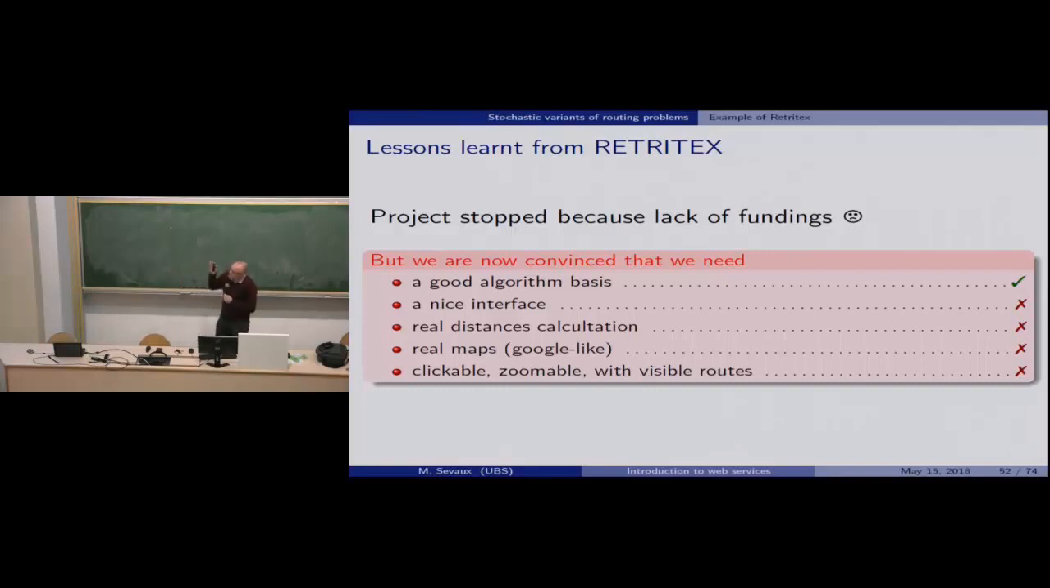The thing is that we have a good basis, a good algorithm basis, the same one we have used. The nice interface, so we have a small interface, but this needs to evolve. Of course, we need real distance calculation, which is complicated. They want a real map, Google-like. They want to be able to understand what they can see on the maps, and they want some functionality like clickable, zoomable, visible routes, and so on. And this is far from our competencies, but at least we know that we need this type of interface.